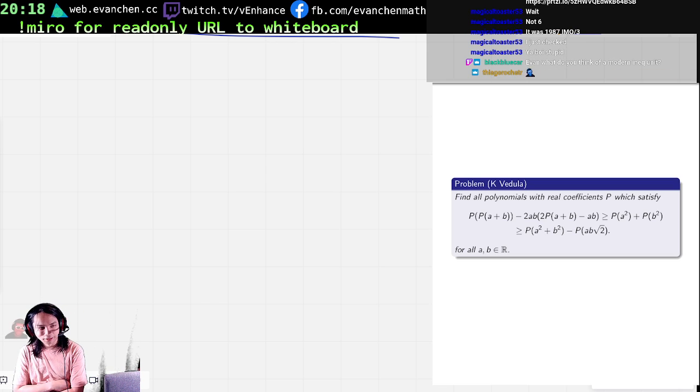Today we have a polynomial functional inequality sent by KVedula, which has finally won the vote after being submitted a large number of times. You want to find all polynomials p with real coefficients such that this statement is true. Yeah. Okay. Why is there a square root of 2?